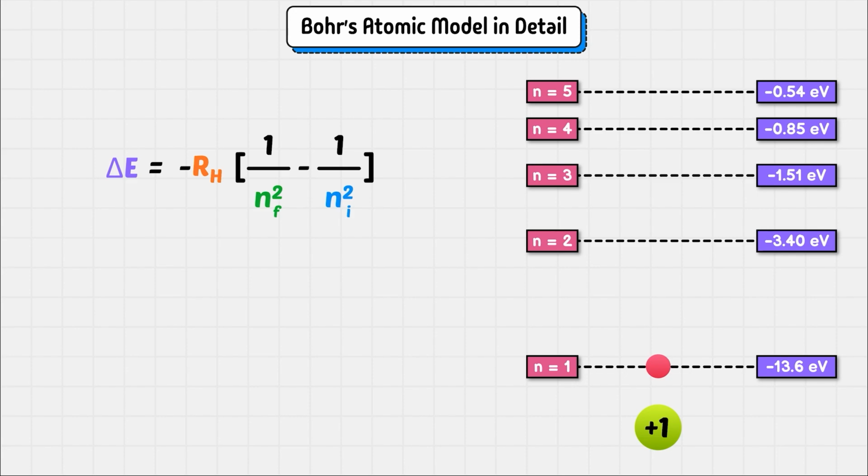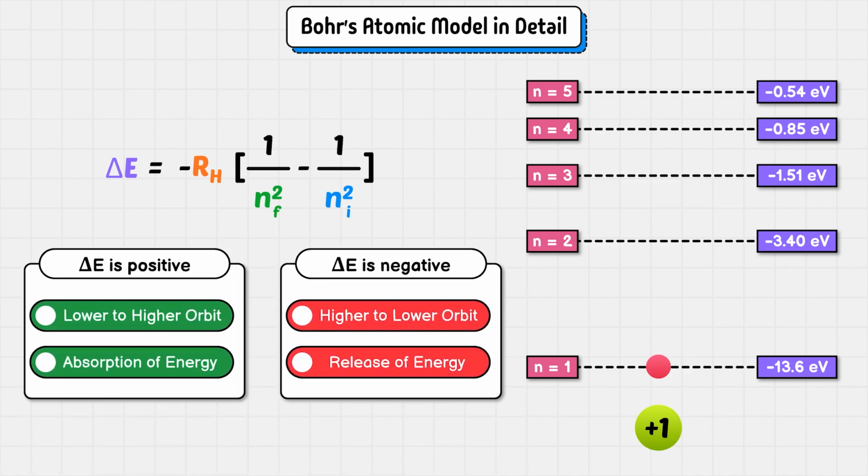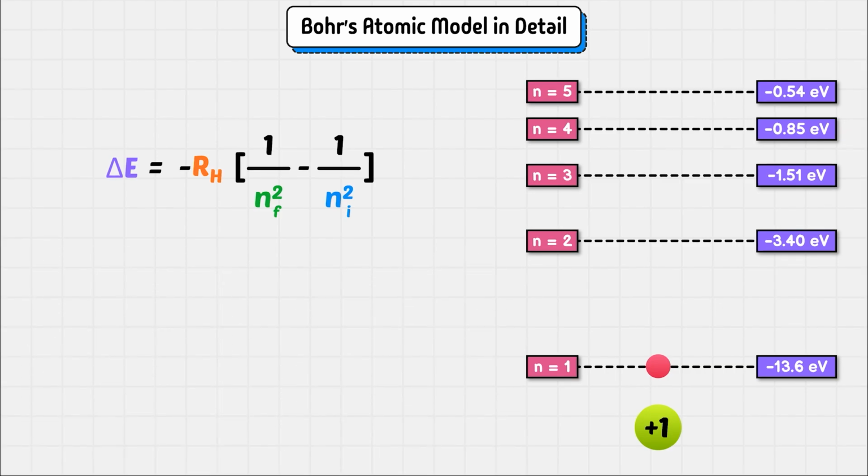With this equation, we can calculate the amount of energy involved in any electronic transition. Positive value of energy indicates the absorption of energy during the transition, while a negative value indicates the release of energy. For instance, let's suppose we are asked to determine the energy change that occurs when an electron jumps from the first orbit to the second orbit.